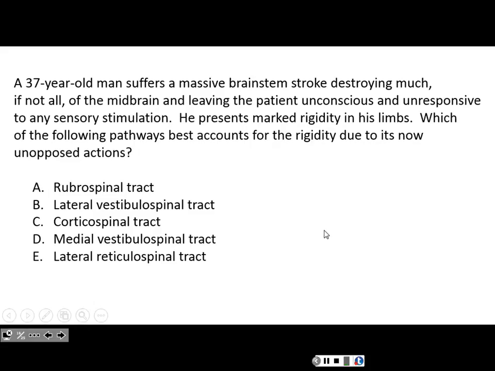Everybody want to think about that one for a minute? Okay. Is it the rubrospinal tract? No, because we don't go into that full rigidity.